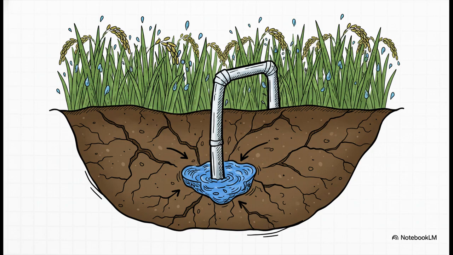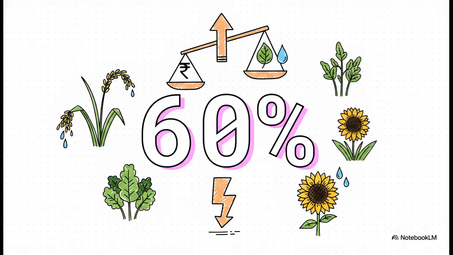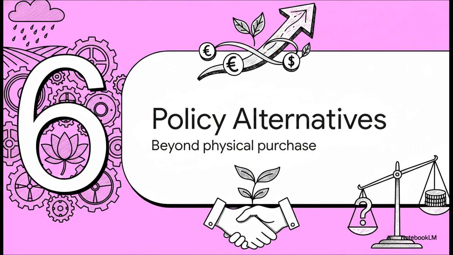But the unintended consequence? We're seeing severe groundwater depletion and alarming soil degradation, especially in traditional breadbasket states like Punjab and Haryana. However, there is a flip side. If a legally guaranteed MSP successfully encouraged crop diversification away from paddy, say toward pulses or oilseeds, it could potentially reduce agricultural electricity use by a massive 60%. So it really goes to show how pricing policy, if it's structured cleverly, could actually be a super powerful tool for environmental conservation. Finally, Section 6, Policy Alternatives and Solutions.